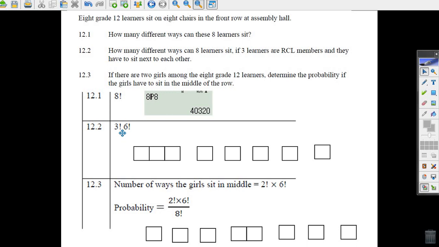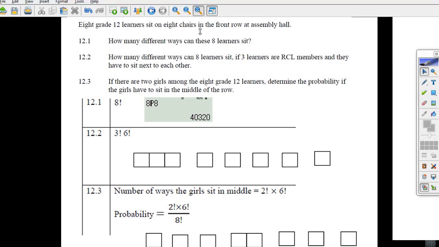And what about this one? 3 factorial times 6 factorial. Why is that? How many different ways can 8 learners sit if 3 learners have to sit next to each other? Well, what you'd pretend is you tie a rope around all those 3 learners. They become one choice. They can sit here at the end. They could sit in between these guys. These guys are just like one of these boxes. So you've got 6 factorial choices. But these 3 people can sit in 3 times 2 times 1, 6 different ways you can arrange them. That's why it's 3 factorial times 6 factorial.